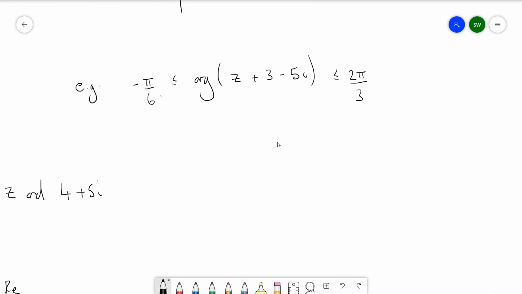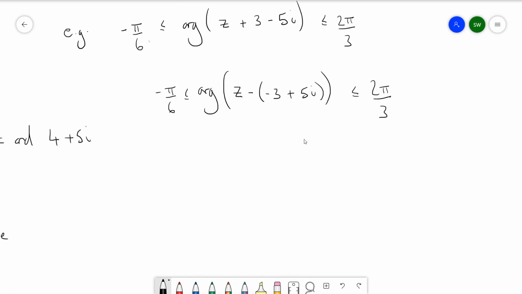Let's just look at another example to make sure you've got that. So here we've got a slightly more complicated question, but it's exactly the same. All we've got is a negative angle here. So the first thing that we're going to do, just like we always do, is write z minus some complex number inside the argument. So we've got minus 3 and plus 5i like that. So we can draw the Argand diagram, and we need to plot that complex number minus 3 plus 5i.